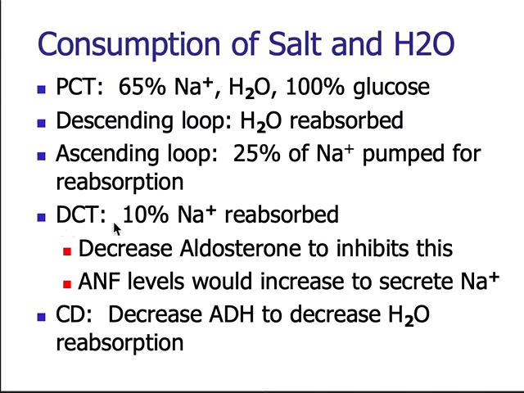Normally, you have 10% reabsorption of sodium in the distal convoluted tubule, but you already absorbed so much sodium in your proximal convoluted tubule that we don't want any more. So if you've had that much sodium, you should have released aldosterone to control the distal convoluted tubule not to reabsorb sodium. So you're going to decrease aldosterone so that you inhibit your sodium reabsorption.